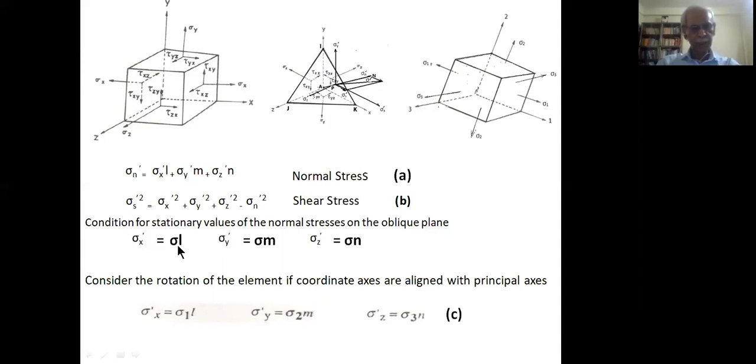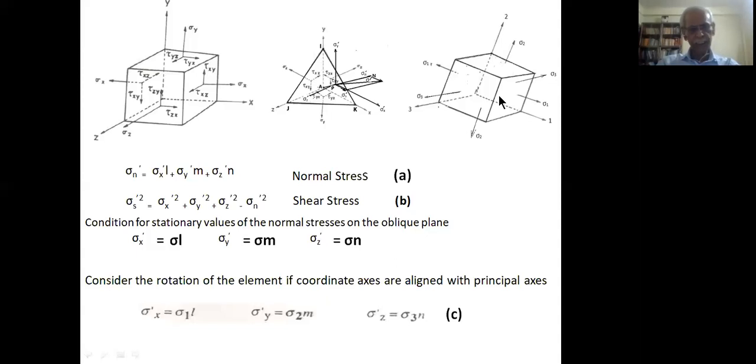So that was given. The condition for maximum and minimum values of the normal stresses on the oblique plane was given in terms of an arbitrary value sigma, which later we found out was the eigenvalue of the characteristic equation. And there we showed that sigma x dash is equal to sigma L, sigma y dash equal to sigma m, and sigma z dash equal to sigma n. Now, instead of the Cartesian coordinate that we assumed before, if we rotate the element, which is as good as rotating the inclined plane, then we'll get a position where on the faces there is no shear stress. So those are the planes of maximum or minimum normal stresses, or the principal stresses.